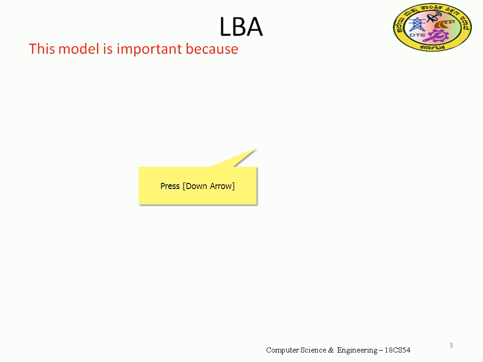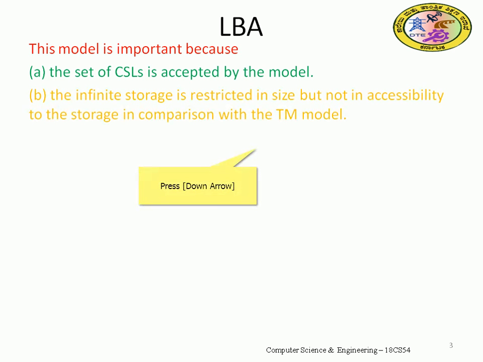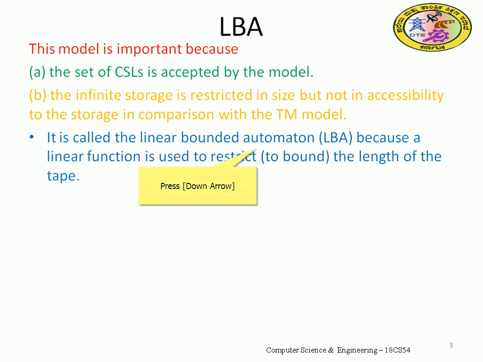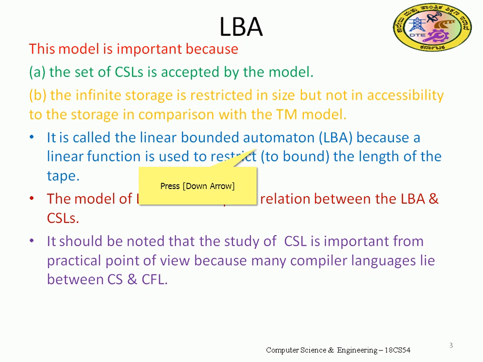The linear bounded automata is important because the set of context-sensitive languages is accepted by this model. That is going to be discussed: the storage, the length of the tape, is going to be finitized. So the finitized tape is transformed from a Turing machine into a linear bounded automata, with a tape length that is a linear function, and we develop the relation between the CSL and linear bounded automata.